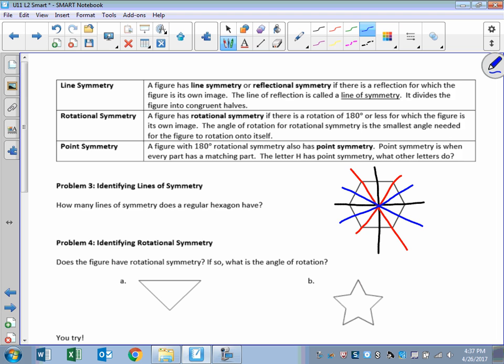Okay. So pretty much what I was trying to get you to understand is that for a regular shape, the lines of symmetry, there is the same number as the number of sides, only for a regular shape. So this would be 6. A square would be 4, an equilateral triangle would be 3, a regular pentagon would be 5, and so on and so forth.